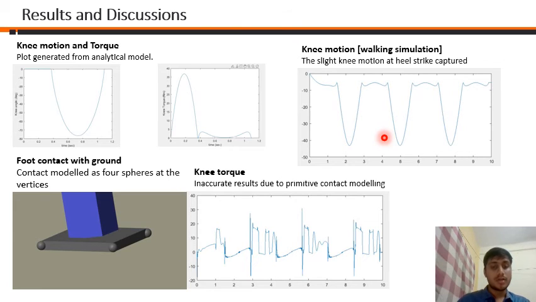The torque plots have some irregularities for the complete working model. This is mainly because of using a relatively primitive contact model. The primitive model has helped me a lot to simulate the model faster as compared to a complex contact model. This contact is in the form of four spheres at the corners of the foot. As you can see in the figure, contact happens only at the surfaces of these four spheres.